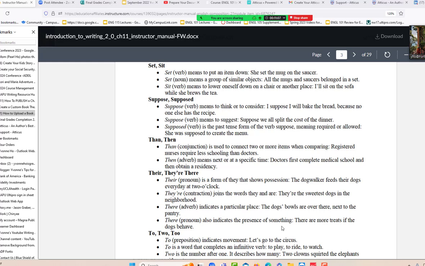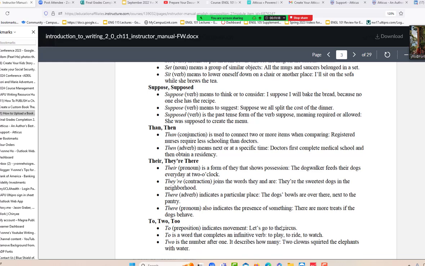There indicates a place. The dog's bowls are over there. There also indicates the presence of something. There are more treats if the dogs behave.